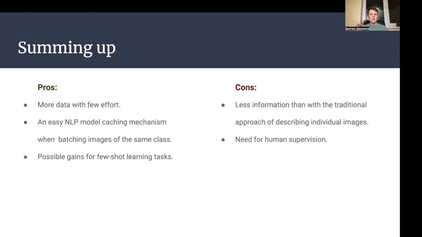The cons of the approach that we're suggesting, obviously, are that, first of all, there is just less information this way, when we don't have a unique description for each given image. Also, despite all our efforts to automate the text retrieval, we will still need human supervision, which is not ideal, and which is something that we hope to work on and eliminate after all.